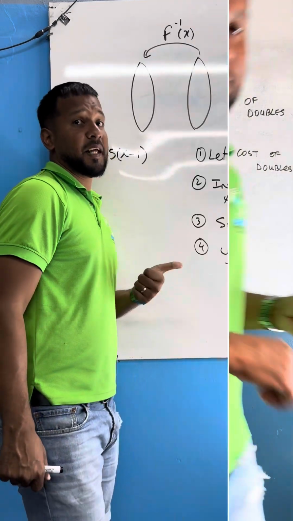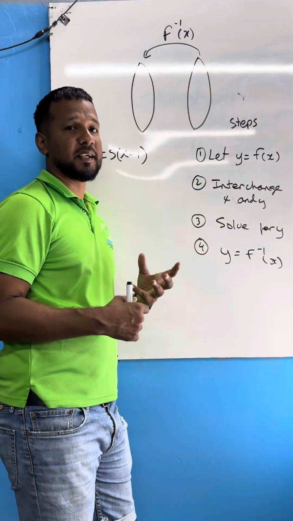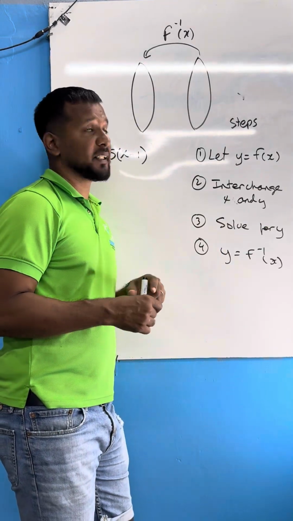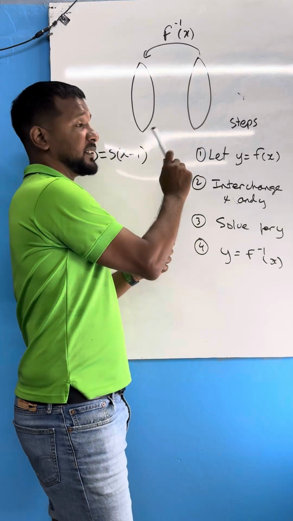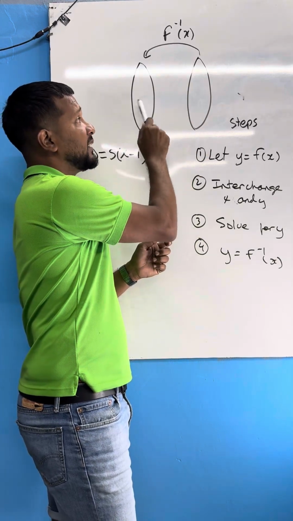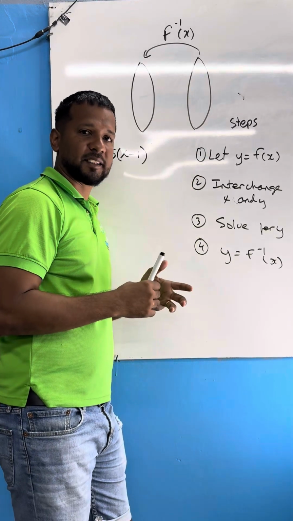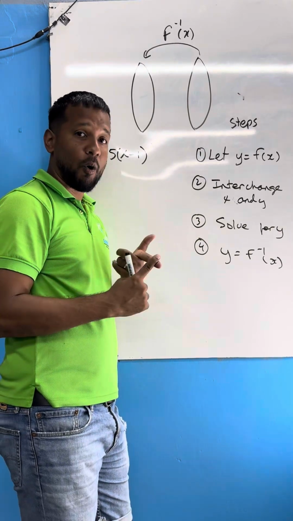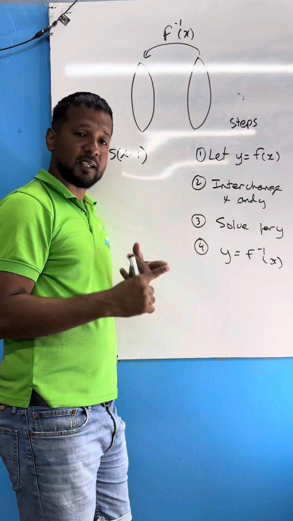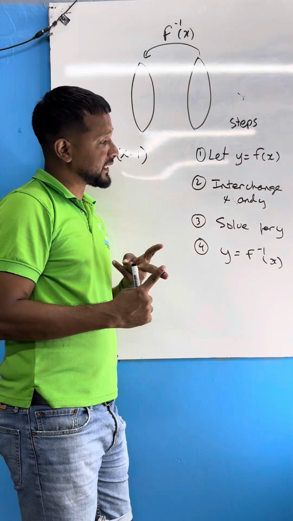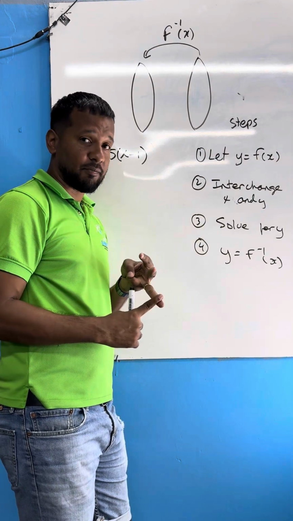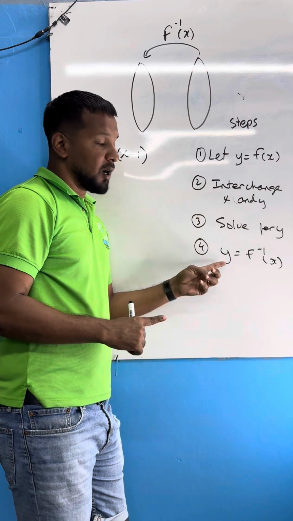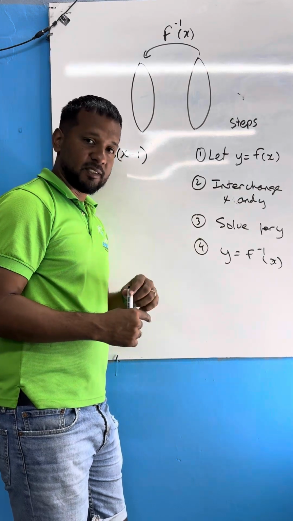So in this episode, we want to take a look at how to find the inverse. The inverse is basically going in reverse, taking the images and getting back the original x values. So these are the 4 steps that we have to take. Number 1, let y equal to f of x. Number 2, interchange x and y. Number 3, solve for y. And number 4, let y equal to the inverse of x.